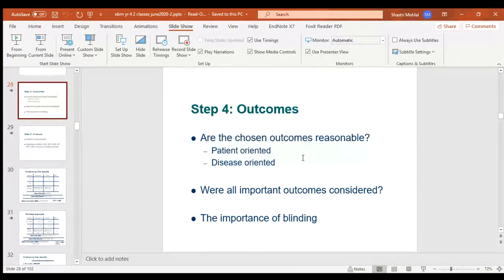Now, in that example, one outcome was a patient-oriented outcome and one outcome was a disease-oriented outcome. Eradication of the bacteria was a disease-oriented outcome. The epigastric pain going away was a patient-oriented outcome. Sometimes people do studies and they look at both outcomes in a randomized controlled trial. Sometimes people do an RCT and they look at only a disease-oriented outcome.